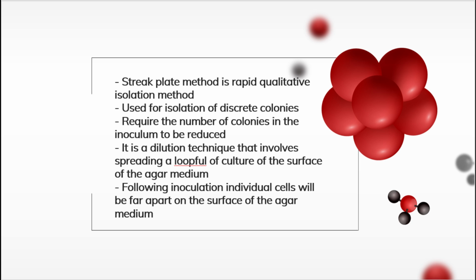The streak plate method is a rapid qualitative isolation method used for isolation of discrete colonies, which initially requires that the number of organisms in the inoculum be reduced. Essentially, it is a dilution technique that involves spreading a loopful of culture over the surface of the agar medium. Following inoculation, individual cells will be far apart on the surface of the agar medium.